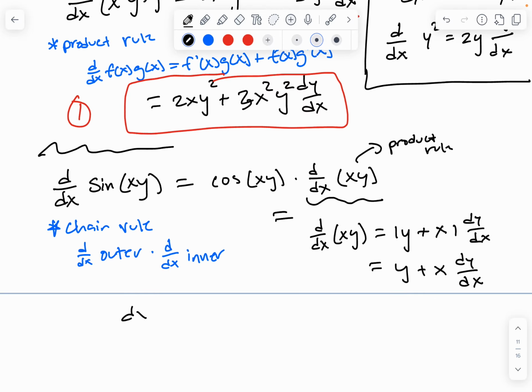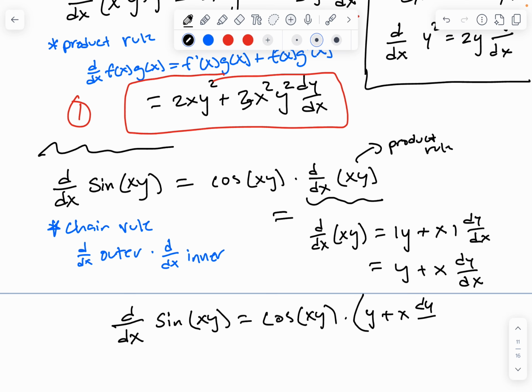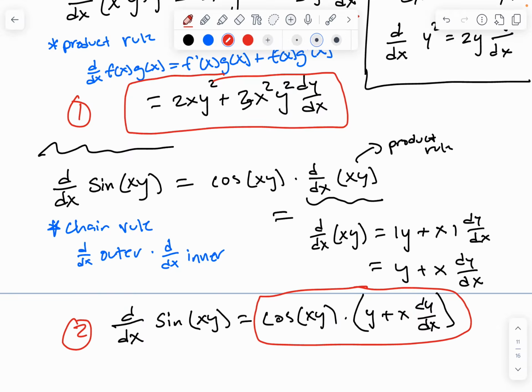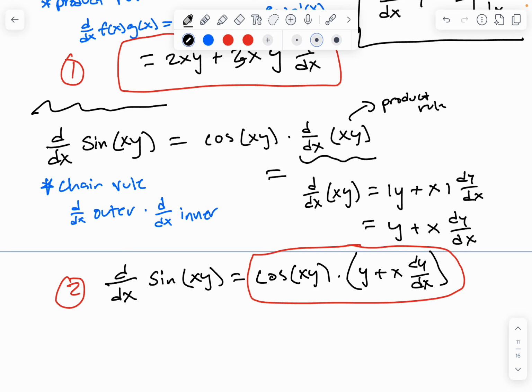So we have, I'm messing up all over today, d dx of sine xy is equal to cosine xy multiplied by y plus x dy dx. And that is our final answer for number 2, our second term. All right, let's go on to the third term.